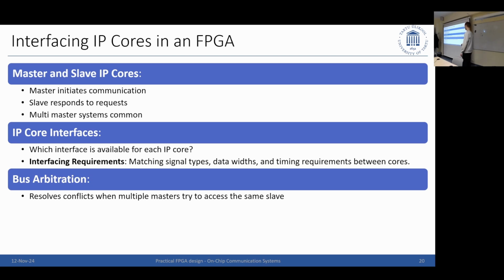So I need to look into my requirements, matching signal data bandwidth, time requirements, very important. So what kind of clocks do I need on which side of the bus systems? Do I have different clock domains? Also very important. So I need to have a clock domain crossing potentially. Gonna come to that, what that means, next time.